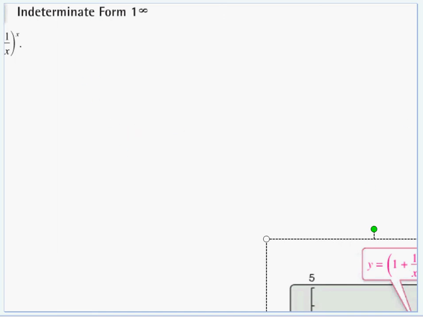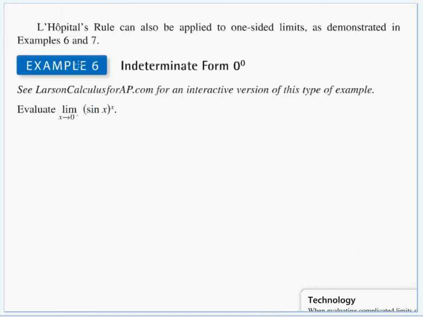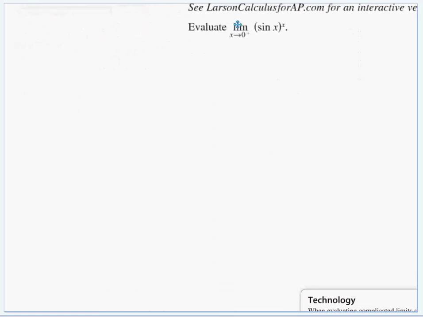Okay, that was a pretty juicy example. We got 2 more to go. Example 6 here is almost as juicy, or maybe just as. L'Hopital's rule can also be applied to one-sided limits, as we are about to see.